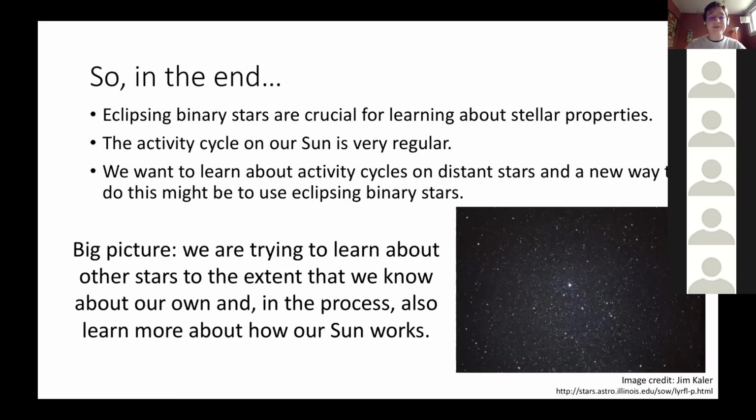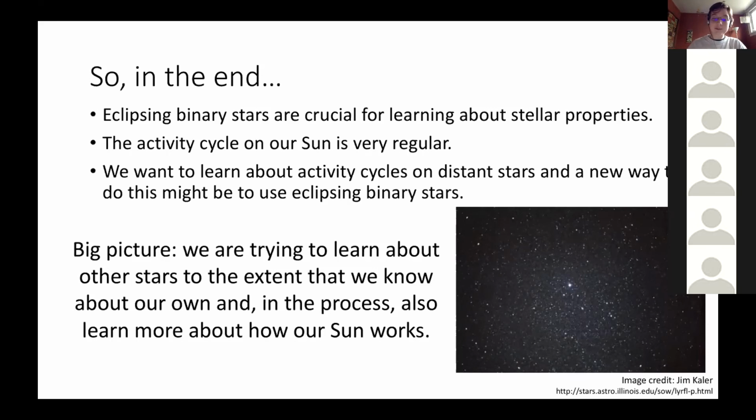The other thing is that we have an activity cycle on our sun, and it's very regular, and we can observe it on the surface very clearly. But we want to learn about the activity cycles on other stars, because if we only know about the activity cycle on our sun, that's only one star. There's a lot of stars out there. So how does that work on other stars? And we also still have questions about how it works on our own star. So if we can start to get data on what activity cycles are like on other stars, we might be able to learn even a little bit more about our own.